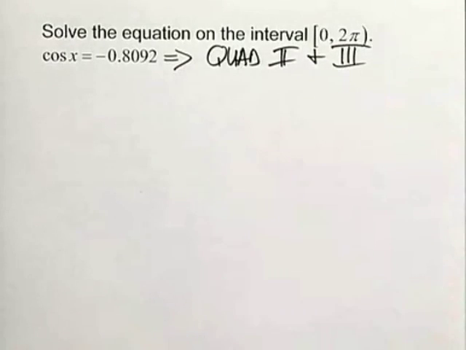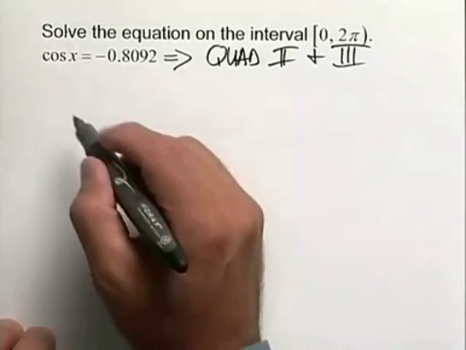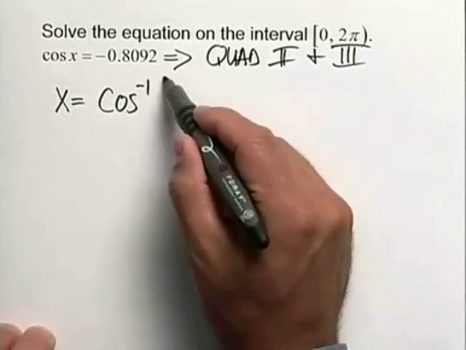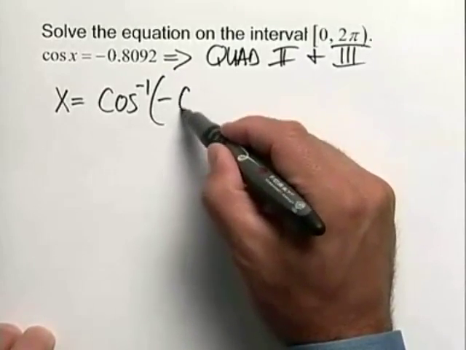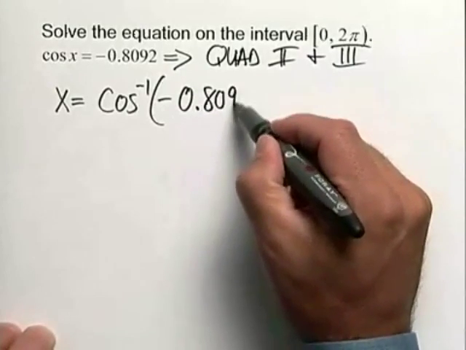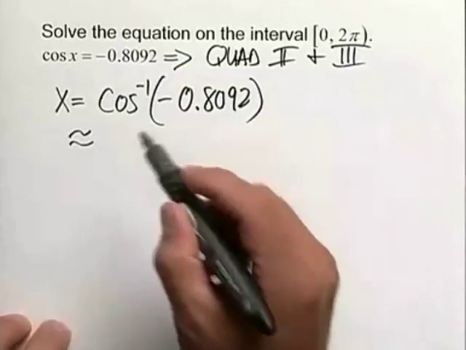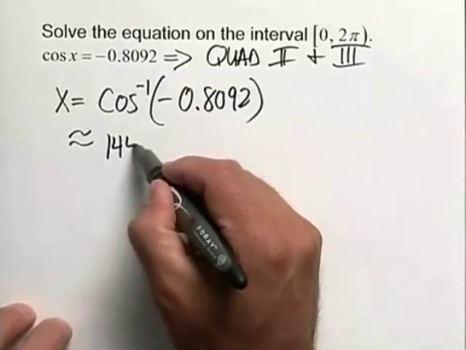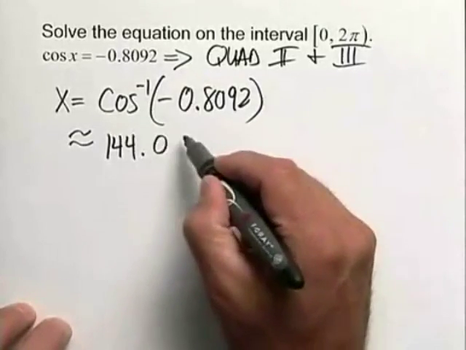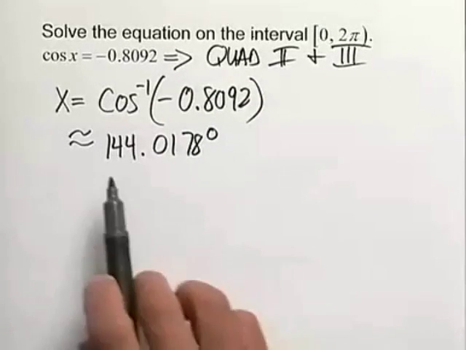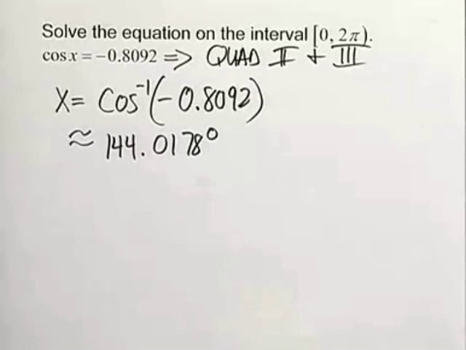So let's address the first case. What we'll do to solve for x is on your calculator, let's take the inverse cosine of both sides. And from this, the inverse cosine of negative 0.8092 gives us a value. Now, in this particular problem, I think it's best to go with degrees first. 144.0178 degrees. And note that that is in quadrant 2 once you plug that into your calculator.